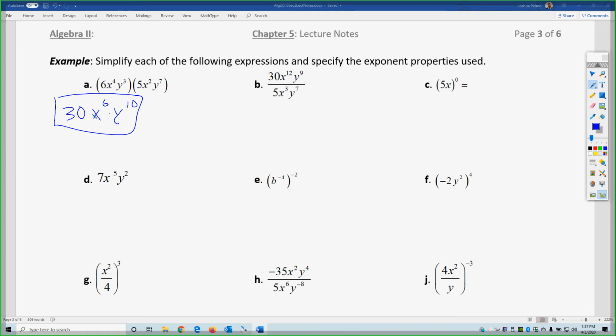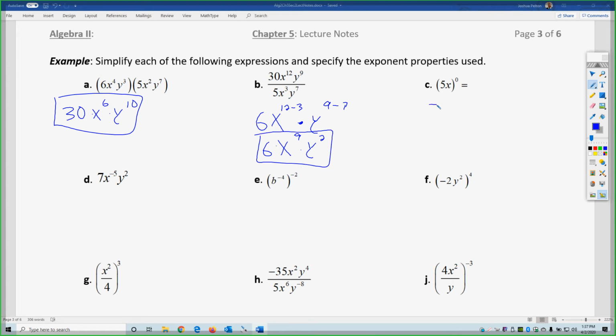Quotient rule is divide. 30 divided by 5 is 6. Subtract, so it's 12 minus 3 and 9 minus 7. So we have 6x to the 9 and y squared. These don't have the same base. That's as far as you can go there.